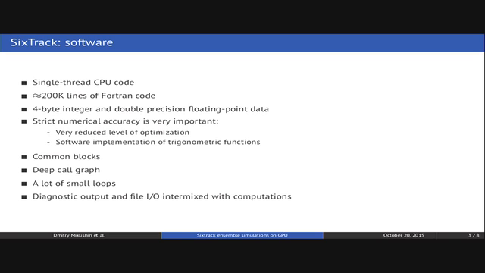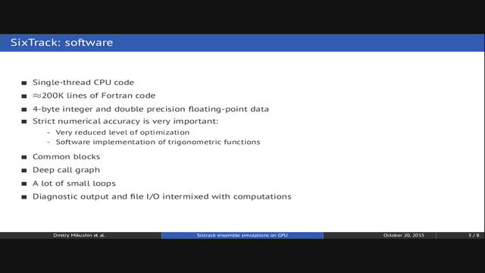Also, we have a strict requirement on numerical accuracy, meaning that SixTrack provides its own mathematical libraries for, let's say, for instance, computing trigonometry, and in order to conserve this accuracy also on GPU, we basically need to conserve the same approach with a software math library also on GPU.